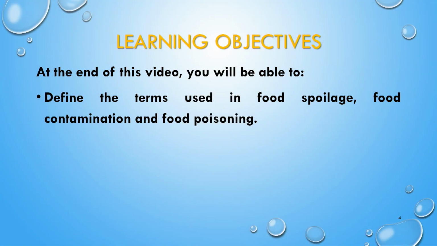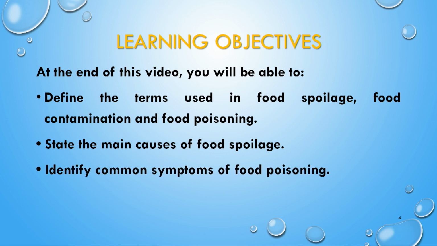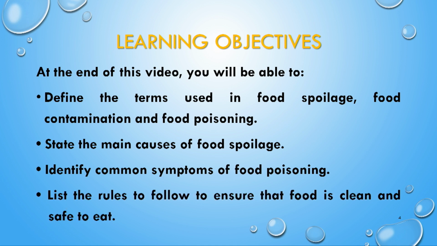The learning objectives will be to define the terms used in food spoilage, food contamination, and food poisoning. State the main causes of food spoilage. Identify common symptoms of food poisoning. List the rules to follow to ensure that food is clean and safe to eat.